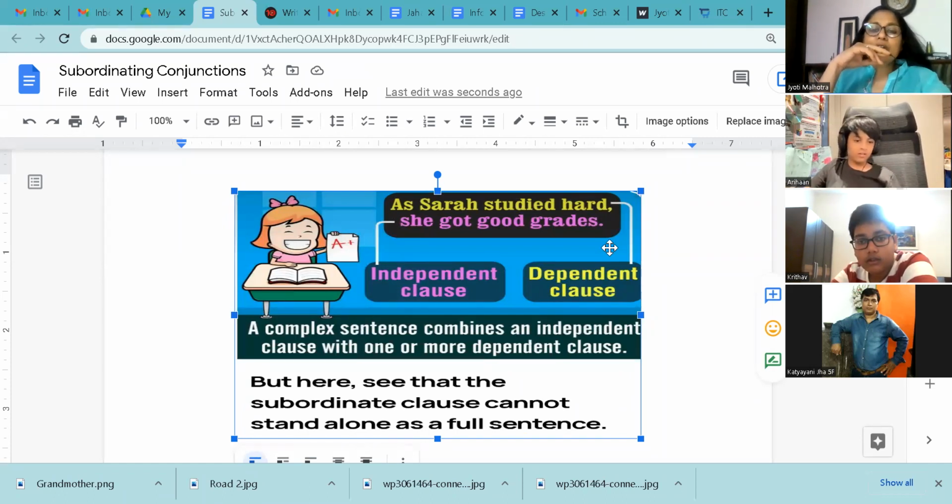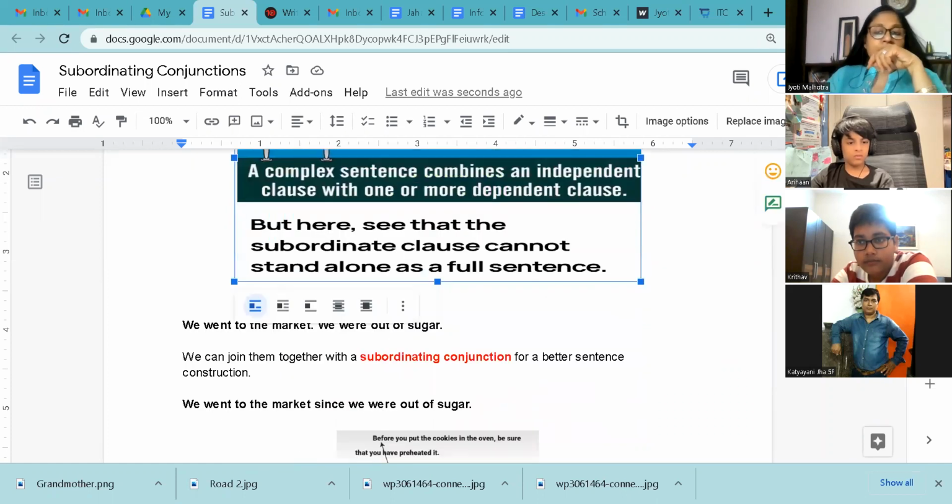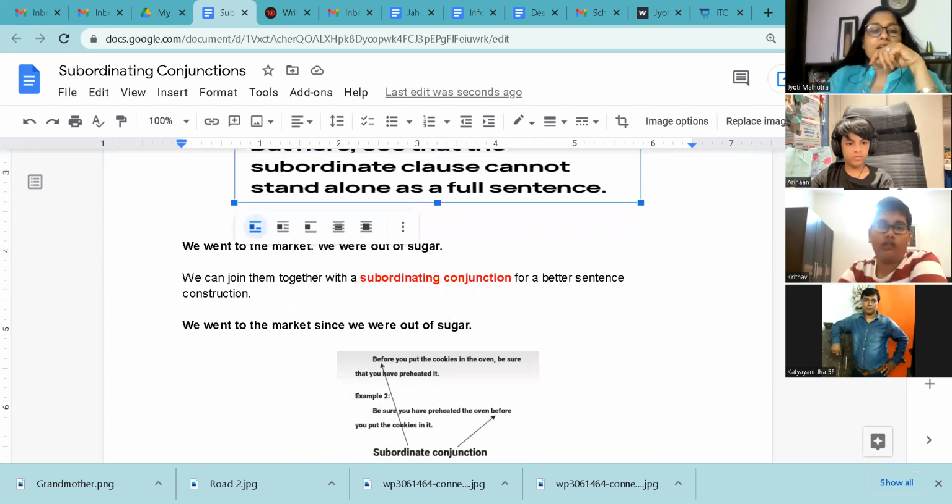So, Sarah got good grades. This is the sentence, right? Yes, ma'am. She studied hard. As Sarah studied hard, or since Sarah studied hard, or Sarah got good grades because she studied hard. Okay, so this is the way in which we are combining some more information, adding some more information to the sentence which we already had.